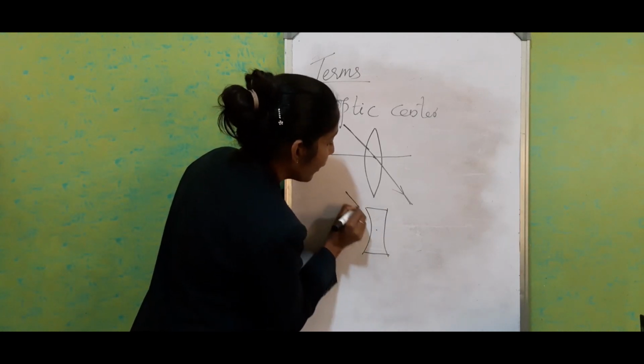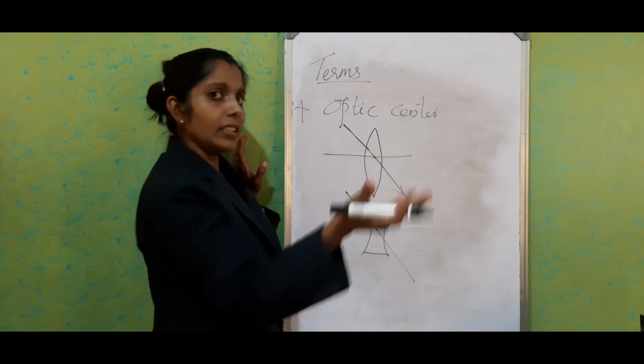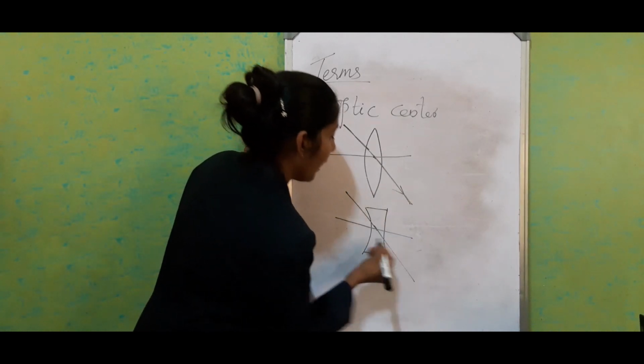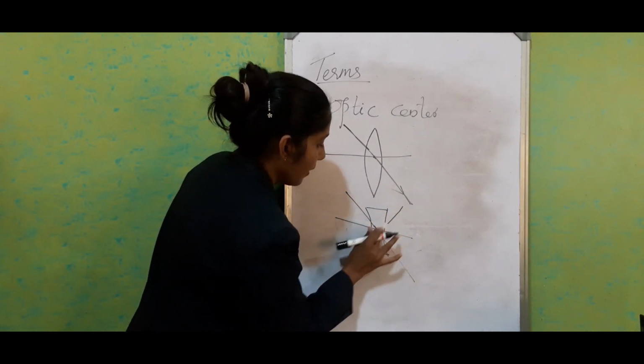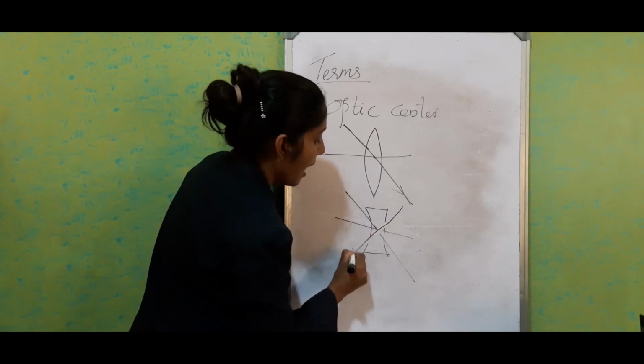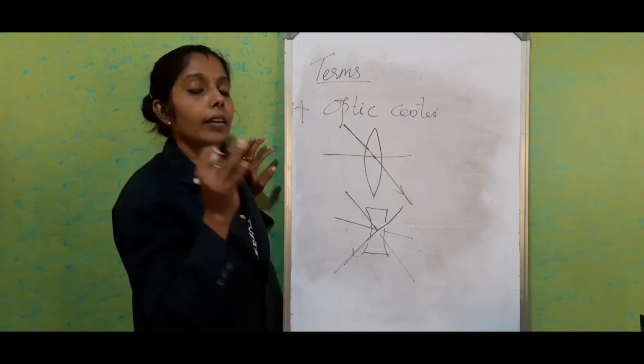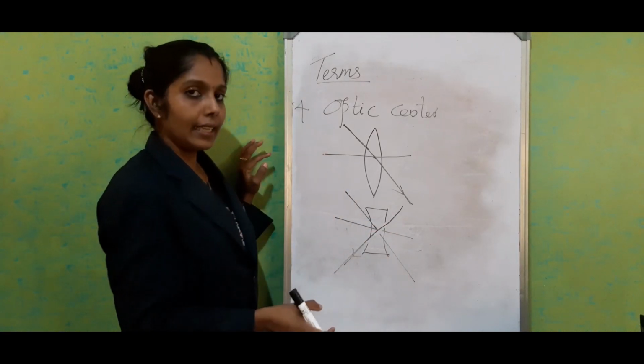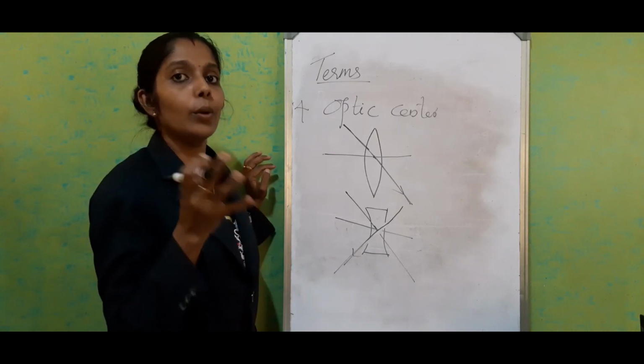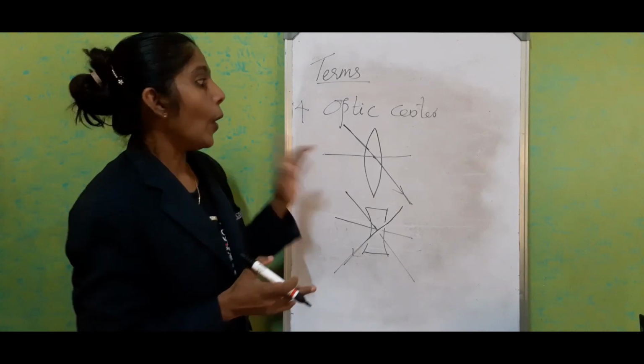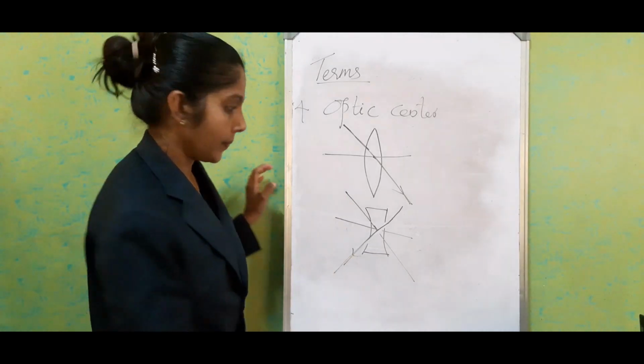This is a point through which whichever rays go, if the ray goes this way, if the ray goes this way, it goes undeviated. The point on or inside the lens through which the ray goes undeviated is called optic center.